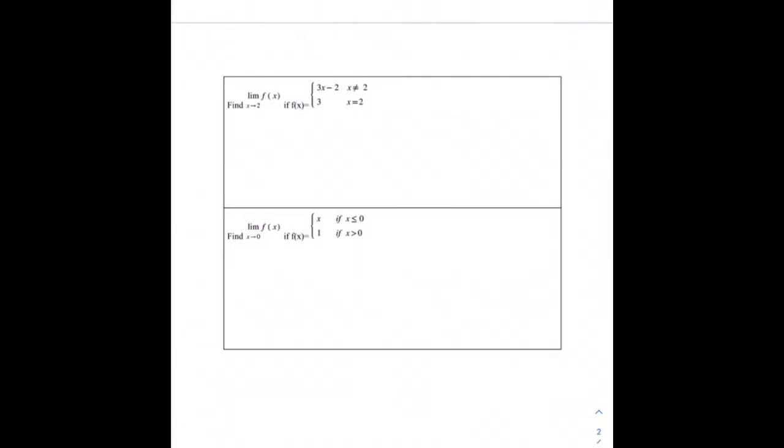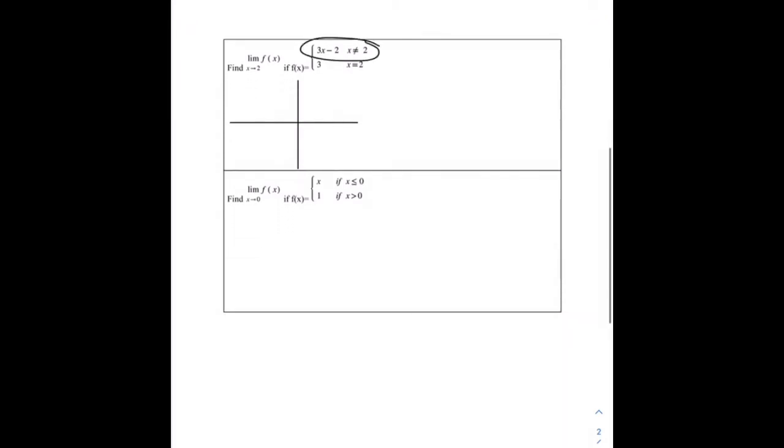Now going to the last two, these are using a graph method because we have a piecewise function here. The way we want to find the limit of the piecewise function is always by graphing the two pieces and then finding the limit based on what the graph looks like.